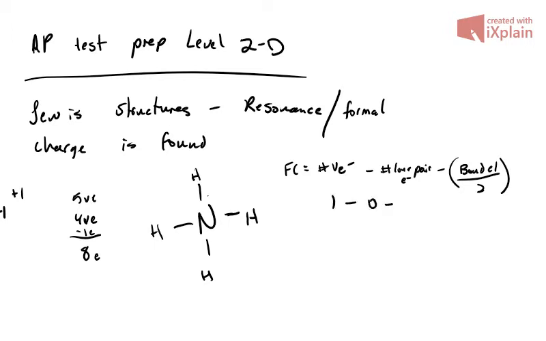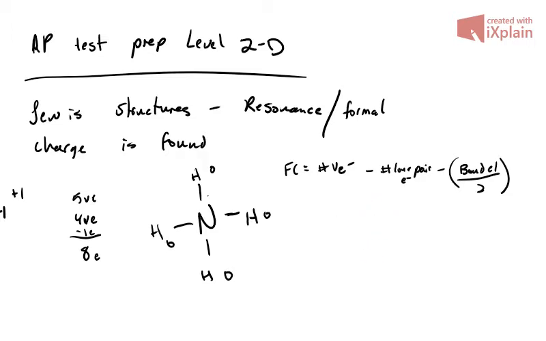Okay, so if we look at the hydrogens here, the hydrogens have 1 valence electron, they have 0 lone pairs, and they have 2 bonded electrons, and divided by 2, that is 1, so 1 minus 1, and so we have a total here of 0. So each one of these hydrogens has a formal charge of 0. It is neutral.